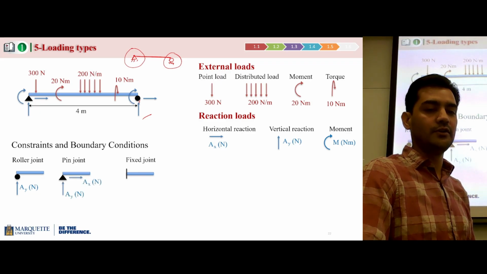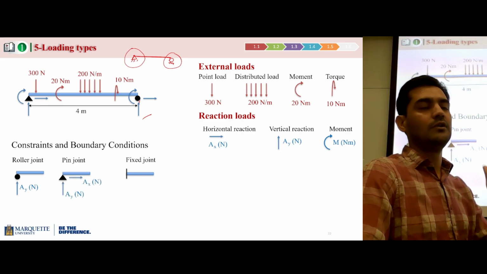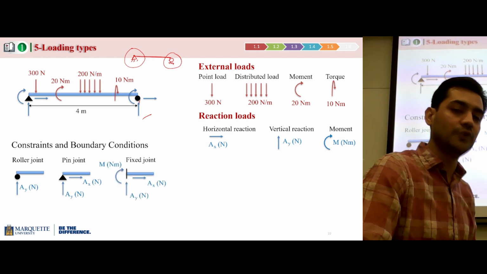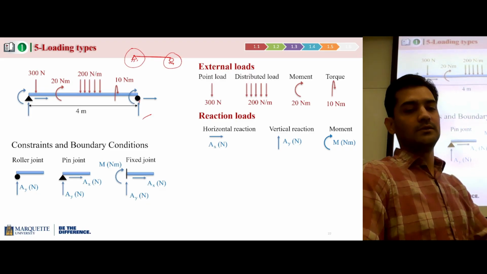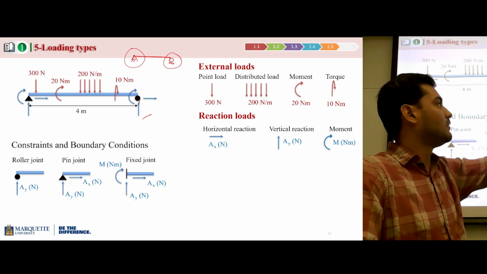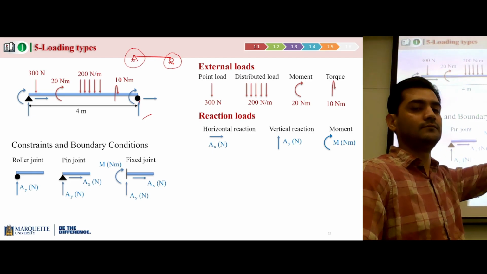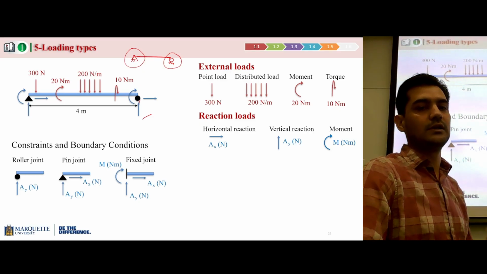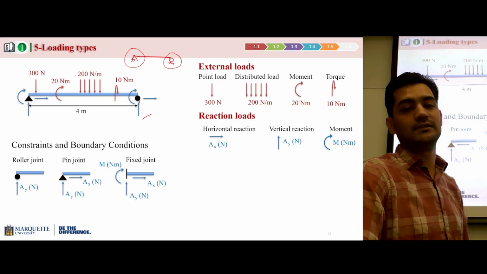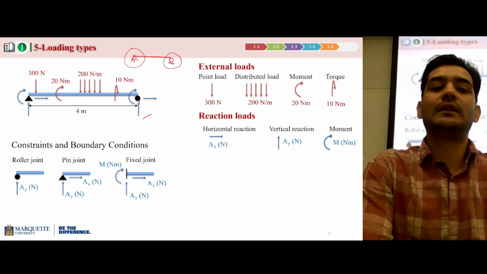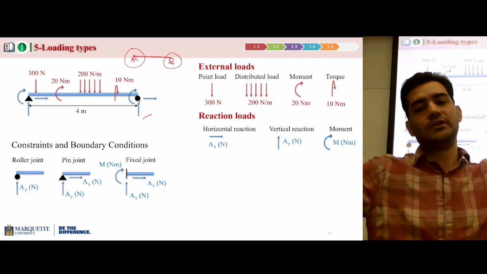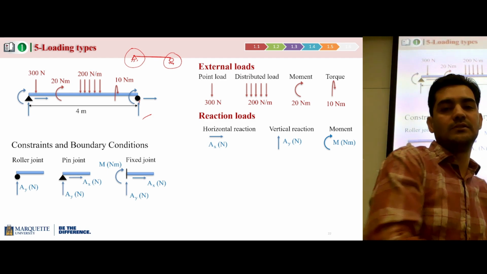For the pin joint, you're going to have two types of reaction loads. You're going to have the vertical one, and then the horizontal one. And for the fixed joint, because a fixed joint can resist bending as well, you're going to have three kinds of reaction load. You're going to have a horizontal reaction load, a vertical reaction load, and then a bending reaction load as well. So it's going to resist forces from both directions, and it's also going to resist the bending. So how can you calculate these reactions? External loads are clear. We already know what the external forces are. But we need to calculate the reactions to those external loads.